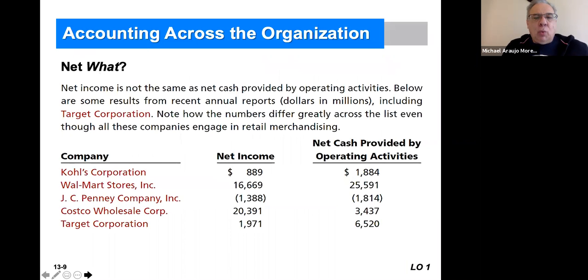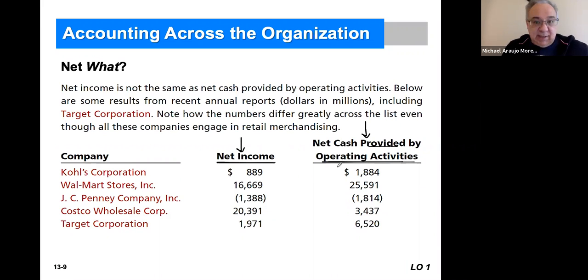Okay. One thing you're going to know about, particularly when we get to learning objective 2, is the difference between a company that shows net income and a company that has net cash provided by operating activities. You say, well, hang on a second. Net income is revenue minus expenses. And operating activities are mostly income statement accounts, so they're also kind of related to revenue and expenses. How can they be different?